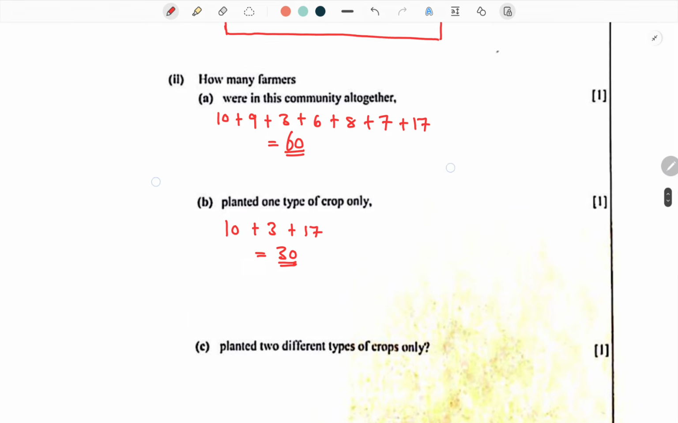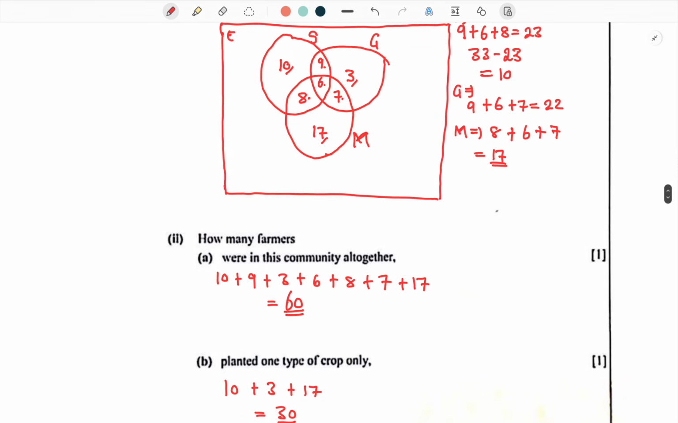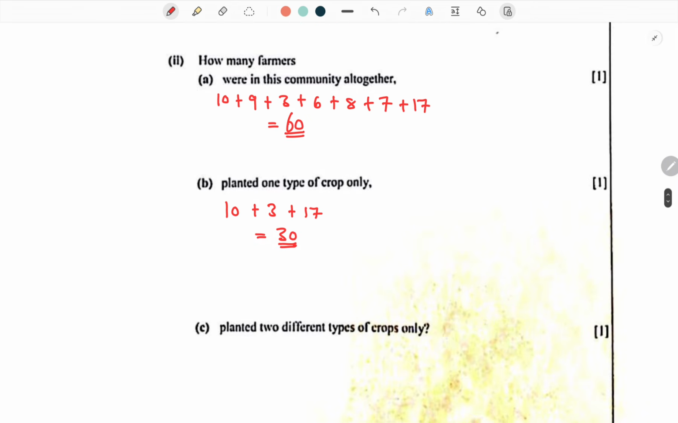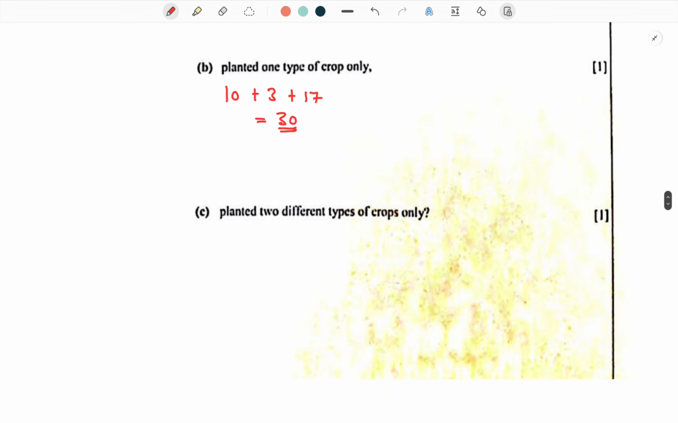Planted two different types of crops. Two different types of crops were these 9, 8 and 7. So 9 plus 8 plus 7. When you add all these, they are giving you 24. And you find your answers.